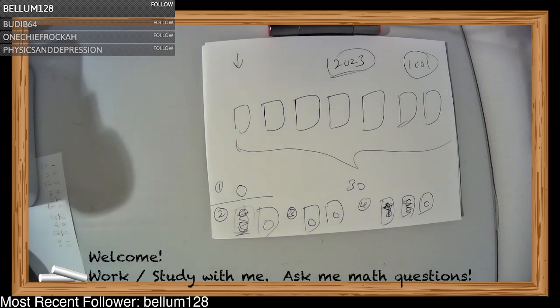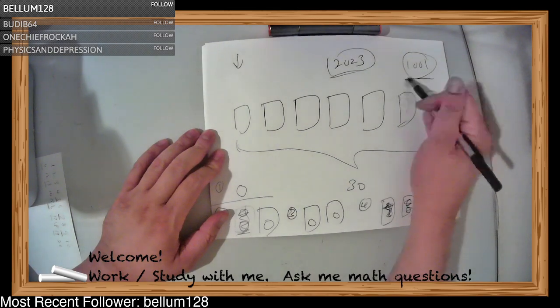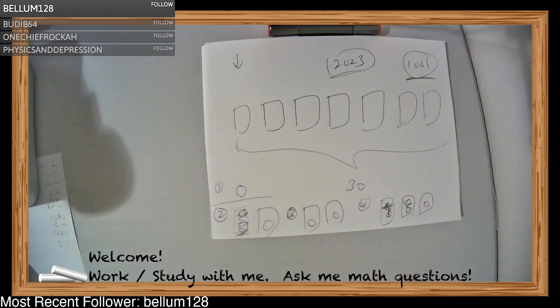All right, let's see. Oh, oops. Yeah, it's not 5. Okay, let me write down the number of things just before. So we're doing this one. Are you doing this one or that one? That's very important. Which one are you doing? 2023 or 1001?